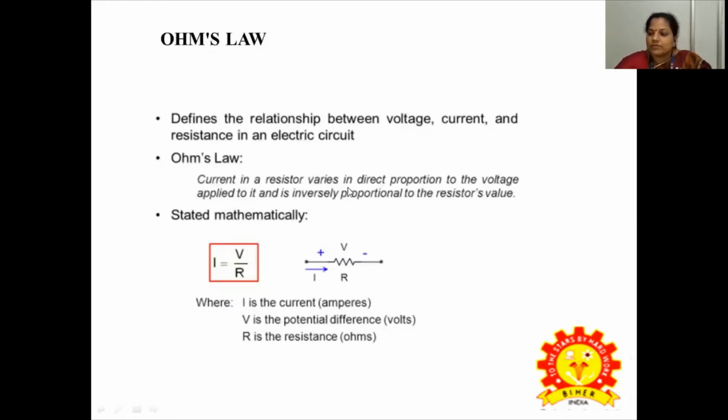I hope some of the laws are familiar from school level. So in today's class I am going to discuss the laws. Ohm's law defines the relation between voltage, current, and resistance in electric circuits. Ohm's law states that the current in a resistor varies directly in proportion to the voltage applied to it and is inversely proportional to the resistor value. Stated mathematically, I equals V by R, where I is the current, V is the potential difference in volts, and R is the resistance in ohms.